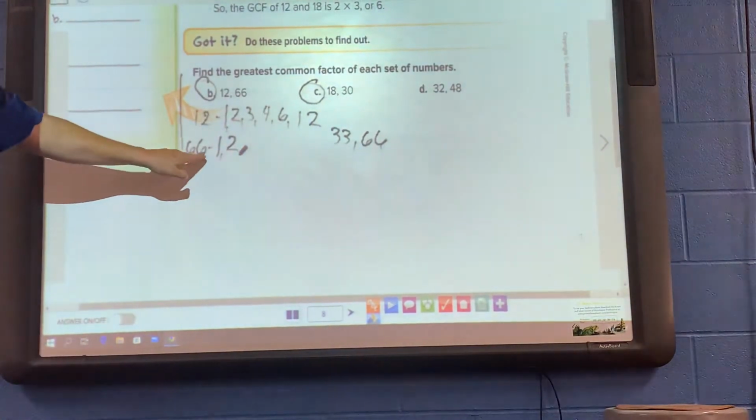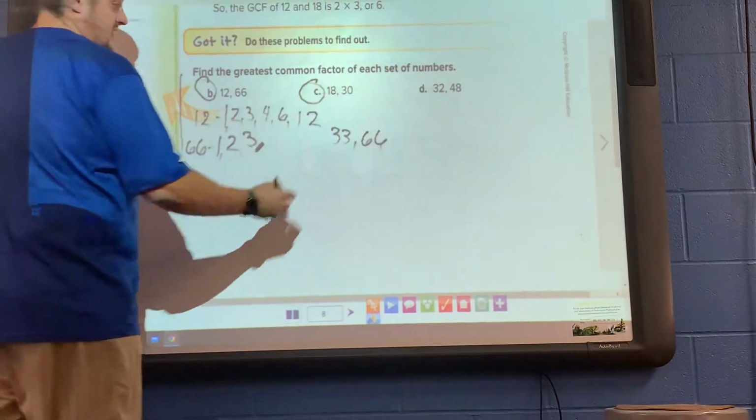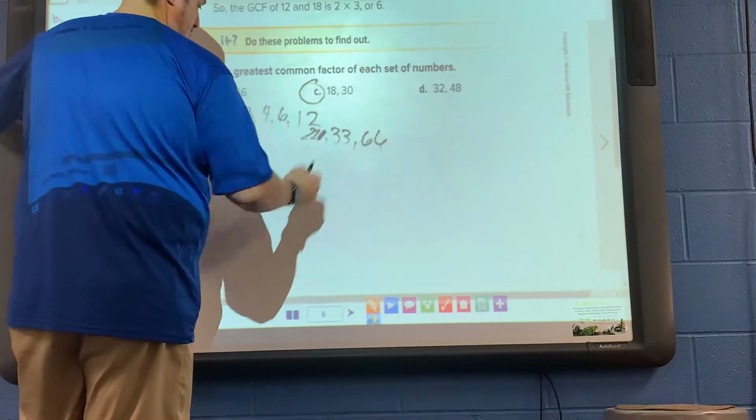3, if we look, 6 plus 6, that's 12. Well, 3 goes into 12. So 3 is a factor. So 66 divided by 3, that would be 22.